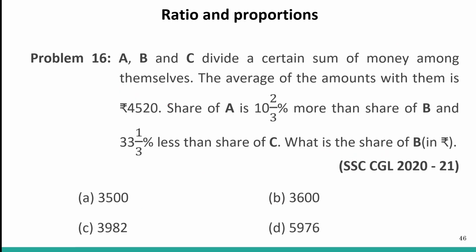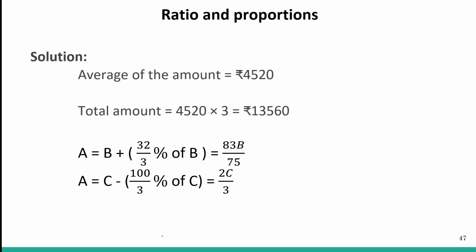So let's see problem number 16. If A, B and C divide a certain sum of money among themselves, then the average of amounts with them is 4520. Share of A is 10 whole and 2 by 3rd% more than share of B, and 33 whole and 1 by 3rd% less than the share of C. So what is the share of B? This question has appeared in SSC CGL 2020, 2021 and 2022. Option A says 3500, B says 3600, C says 3982, and option D says 5976.